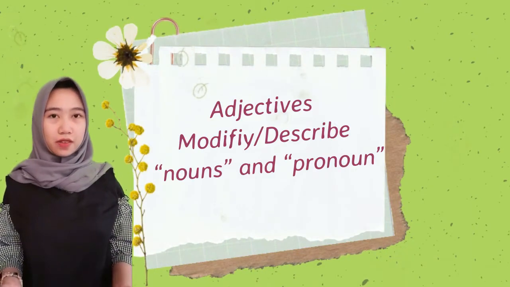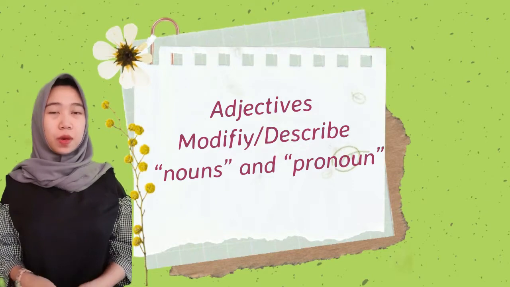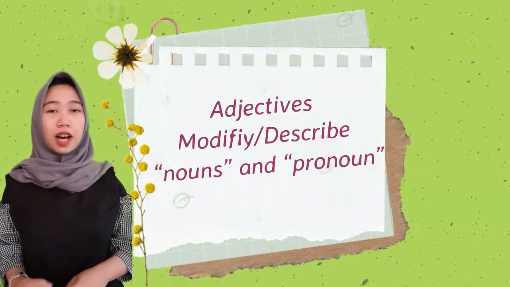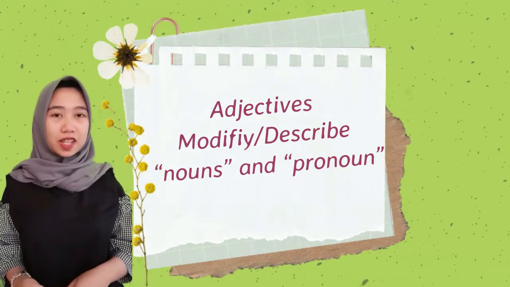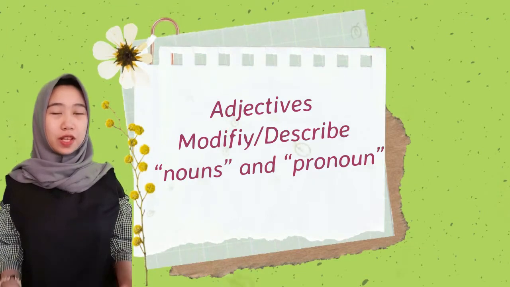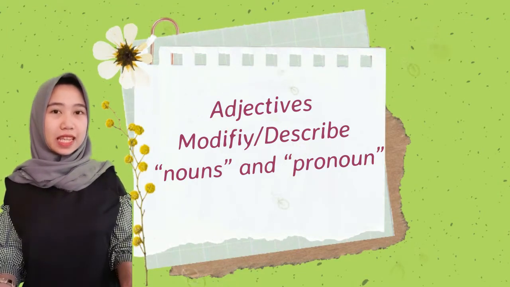Now you know that adjectives are describing words. They tell you more about the noun. Adjectives can tell you about the noun's shapes, colors, taste, textures, or even how it looks. How about seeing some examples of adjective words? Let's check it out.